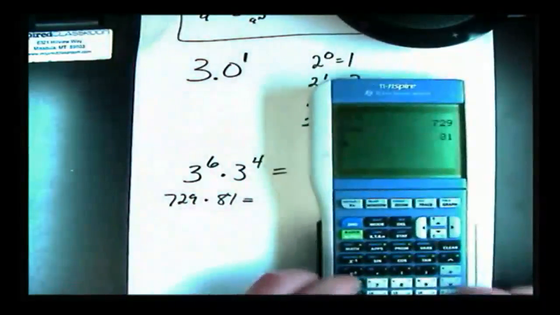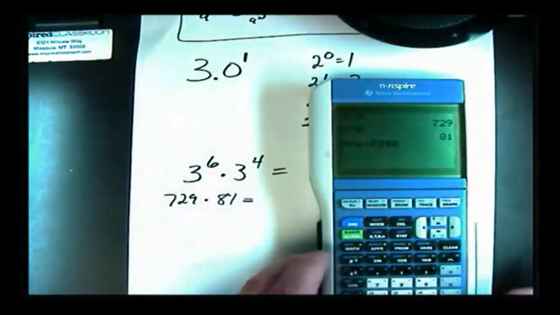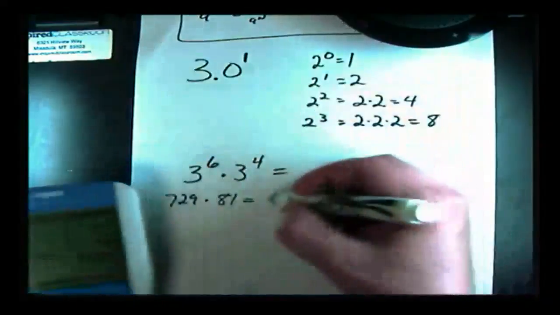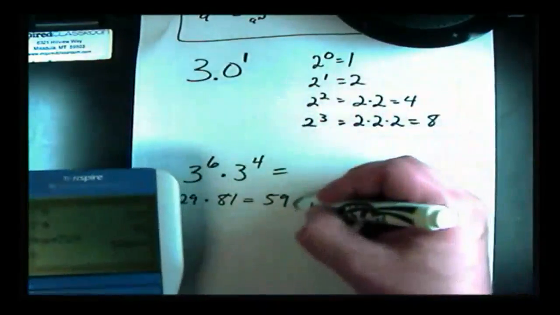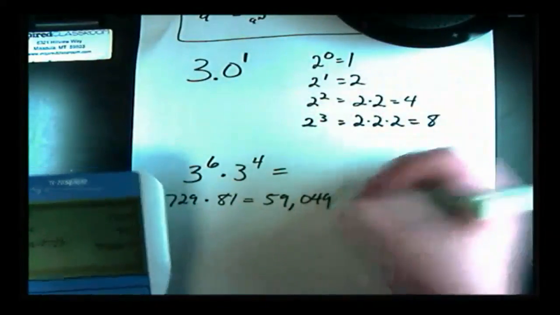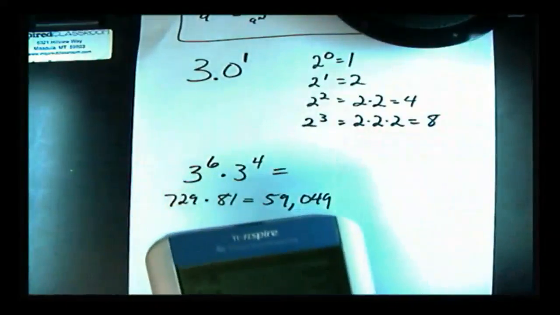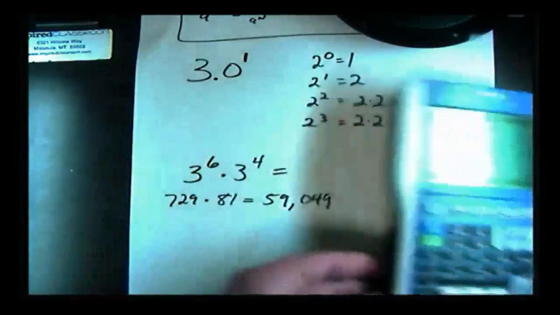We multiply those numbers together. We get 59,049. And that's the hard way. That was the hard way of doing it.